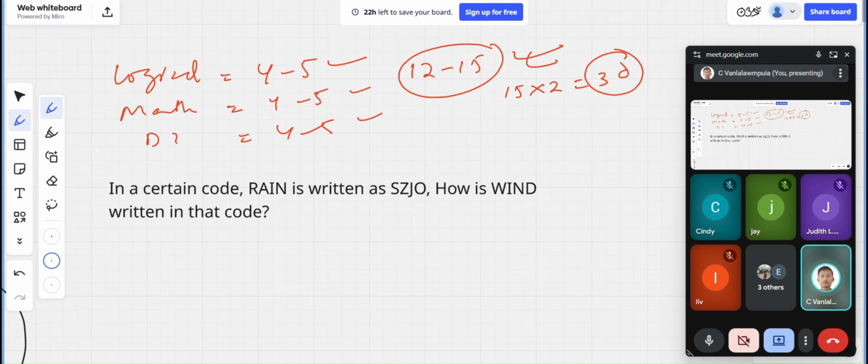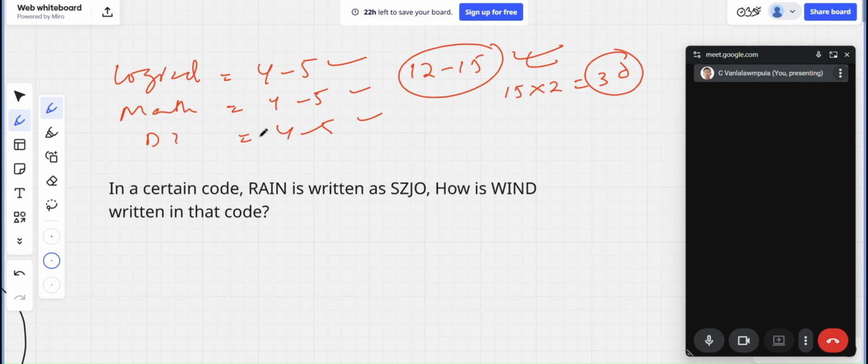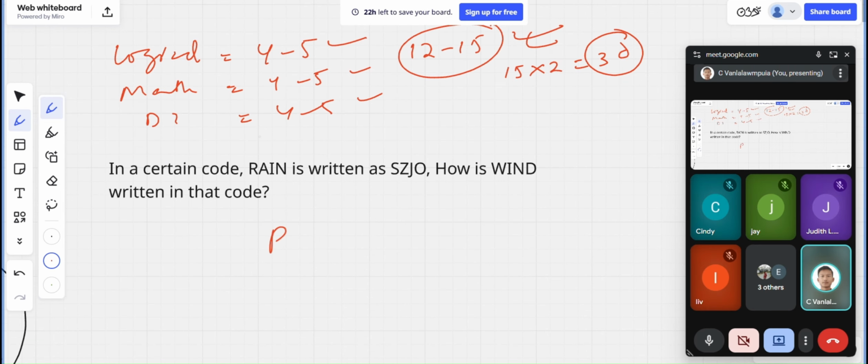Now after this, let's do a little bit of research aptitude. In a certain code, rain is written as SZZO. Just write this quickly and give me the answer in the chat. Do you know how to do this, guys?